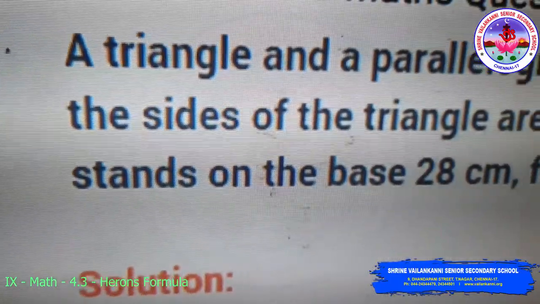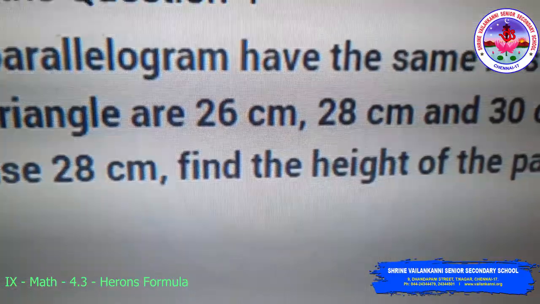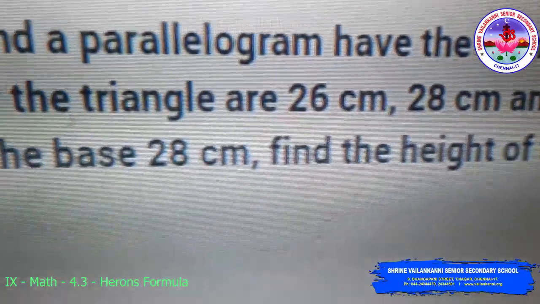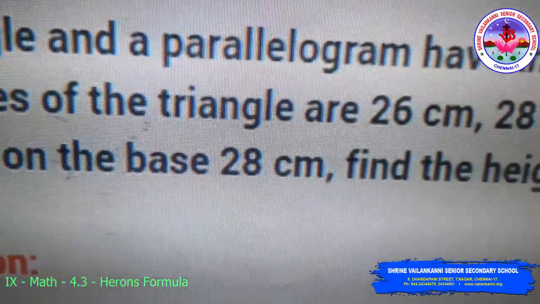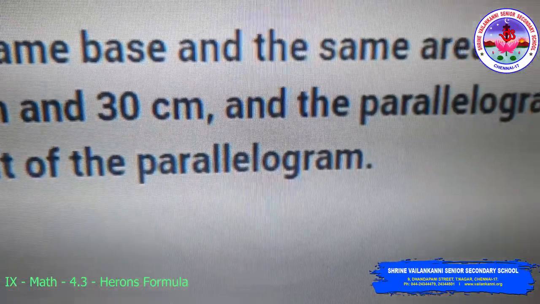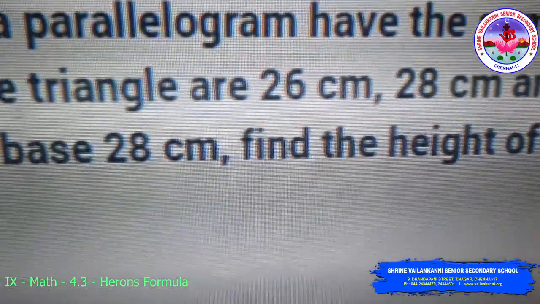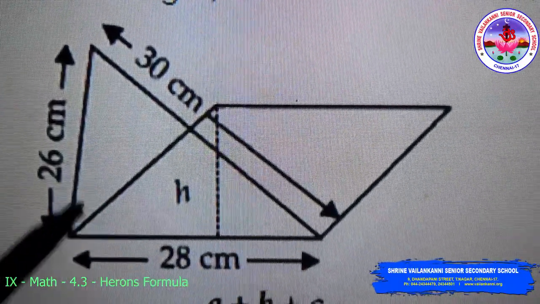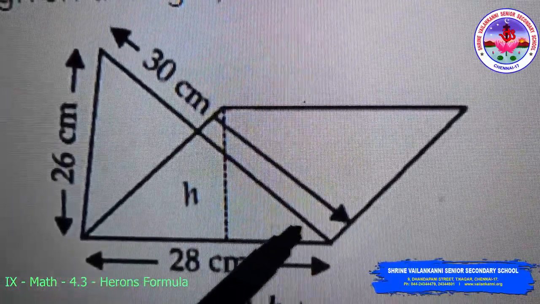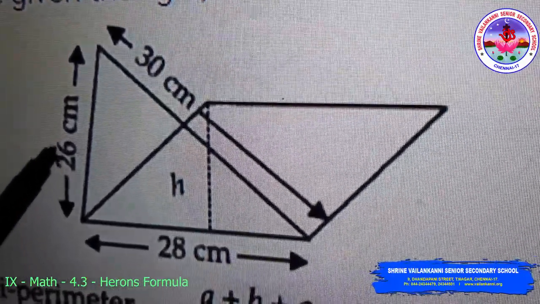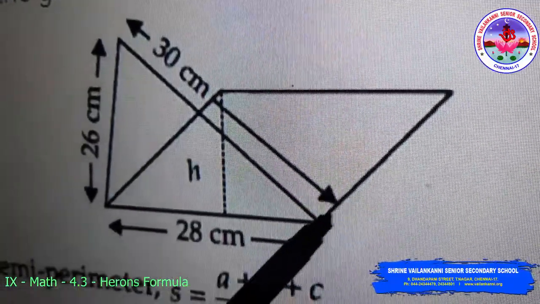Fourth problem: a triangle and a parallelogram having the same base and the same area. If the sides of the triangle are 26 centimeter, 28 centimeter and 30 centimeter, and the parallelogram stands on the base 28 centimeter, find the height of the parallelogram. In the figure, it is given that the triangle and the parallelogram are on the same base 28 centimeter. The sides of the triangle are given. Also, it is stated that the area of the triangle and the parallelogram are the same.